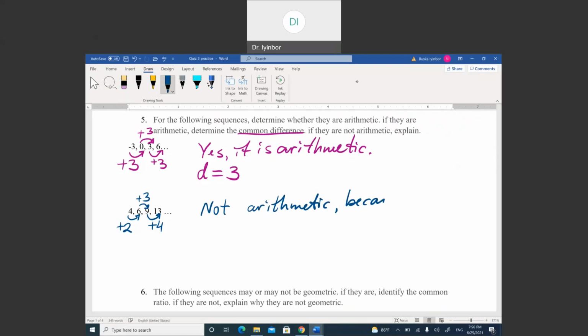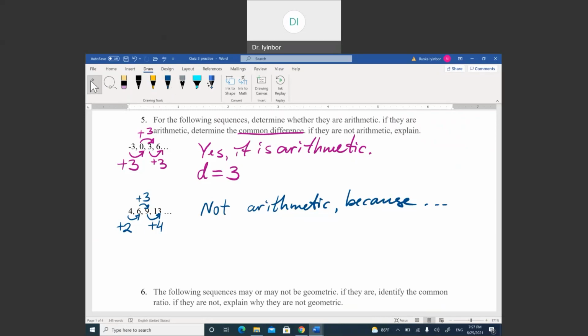Just explain it with your own words. Just type it in and explain why you think it's not arithmetic, because you're adding different numbers, not the same numbers. So that's how you do this one.